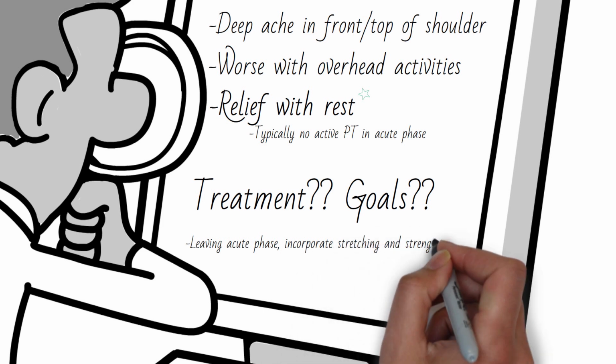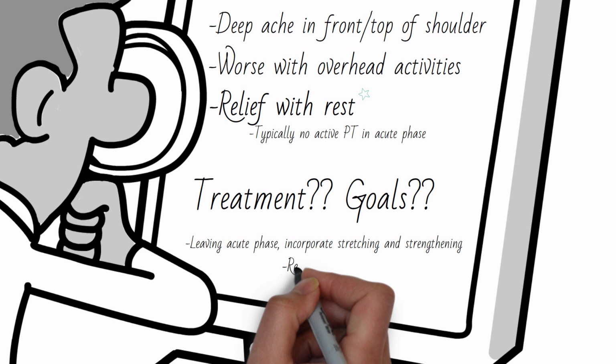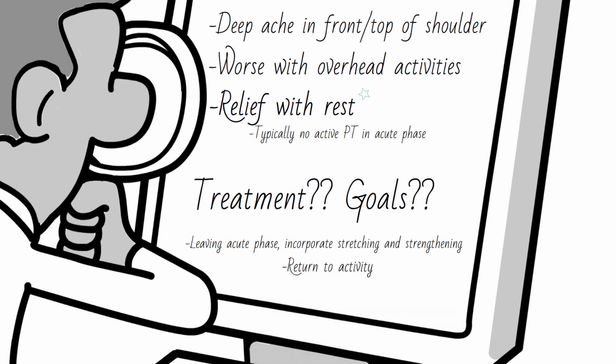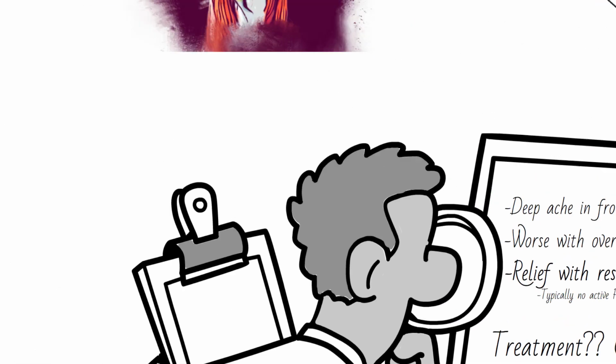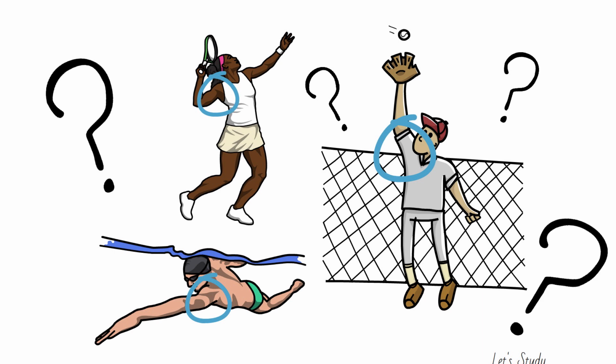Once the patient leaves that acute phase, we want to start incorporating stretching and strengthening exercises. We want them to return to their regular activities and regain full available range of motion while reducing future injury. When coming up with these interventions, keep in mind what sport do they play? What activities do they have to do for work? This will help guide you towards the interventions that you should be completing for the patient to be able to return to their main objective, I would say.